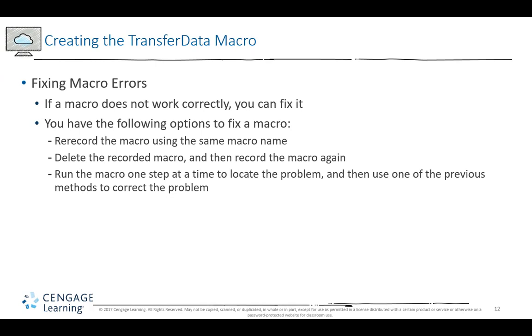If you find you have a problem, probably the best way to fix it is to re-record the macro. But you can isolate the problem by running the macro one step at a time, using the VBE editor and watching it run step by step. You can also delete a recorded macro and then re-record.